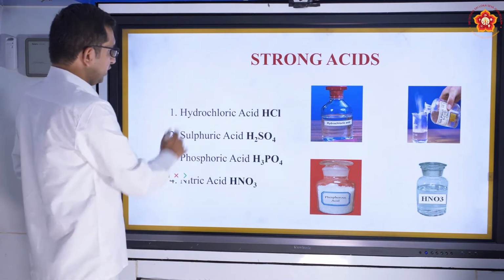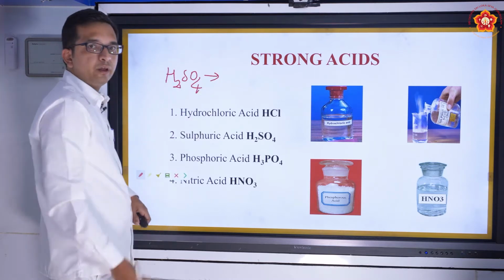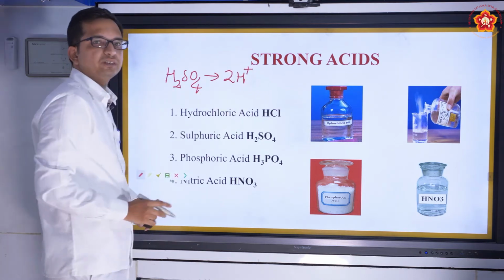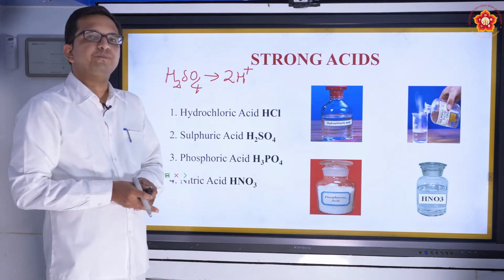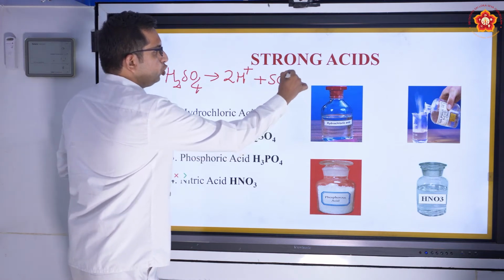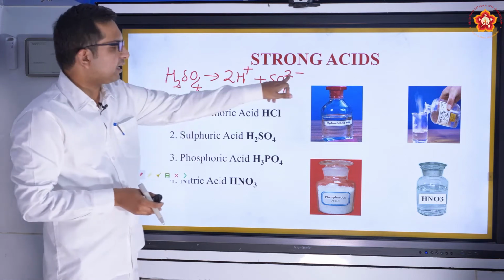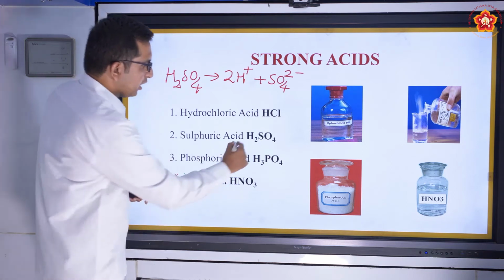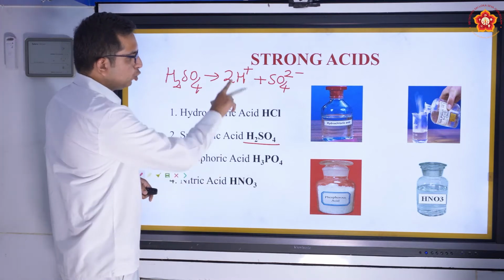So this H2SO4, if I have to undertake splitting, it will be H2SO4 giving rise to, since there are two hydrogen atoms, 2H+, which indicates that two hydrogen ions are formed. And what is the other thing now? The other thing is SO4 2-. SO4 is the one which is present that has a negative charge of 2-. So what we can understand by this is, in sulfuric acid, per molecule of sulfuric acid, you are getting 2H+ ions.